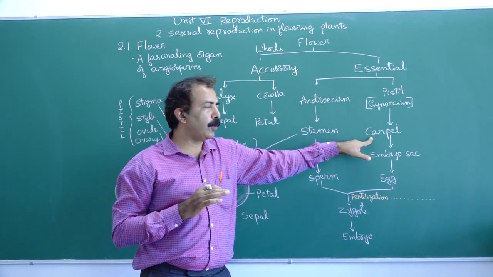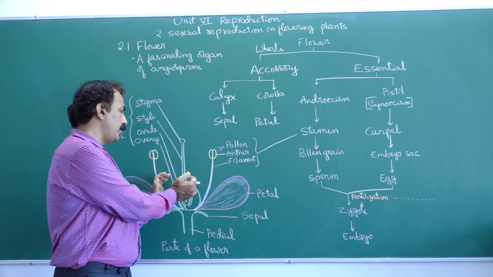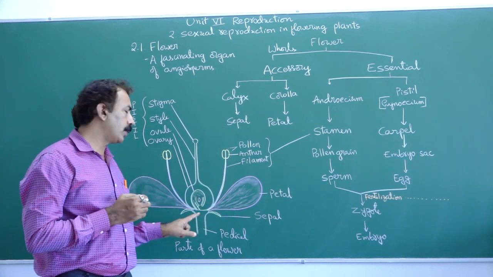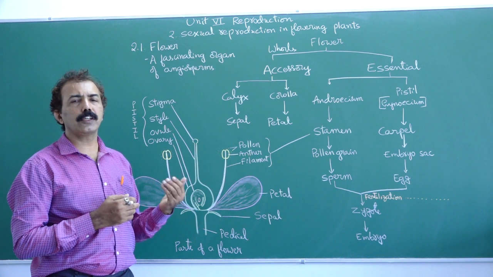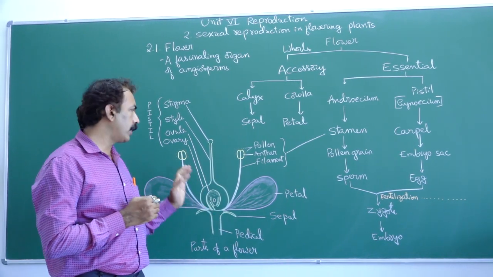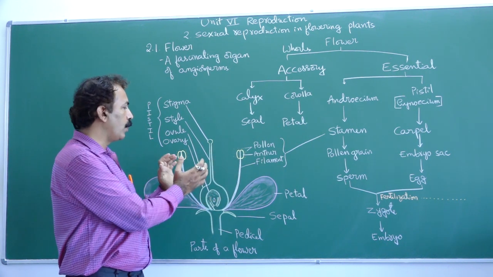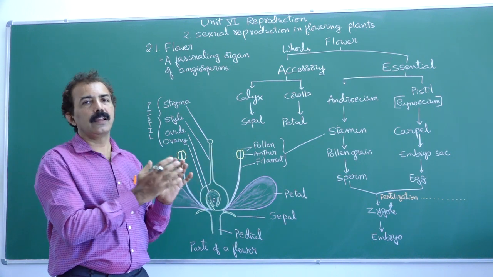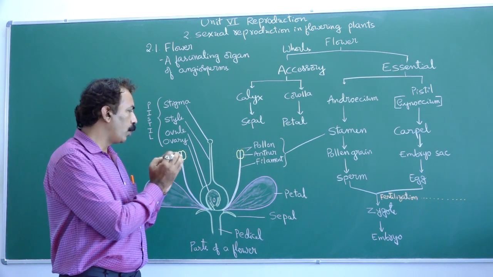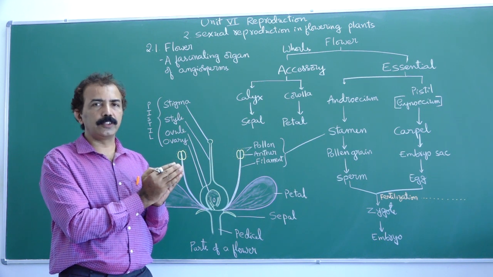Gynoecium is made up of units called carpels. So this is gynoecium made up of carpels. When I say calyx, I could show number of sepals. When I say corolla, I can show number of petals. When I say androecium, I can show number of stamens. But when I say gynoecium, usually it is in one bundle. The reason is the carpels are united. They form one structure. The condition is called syncarpous condition.